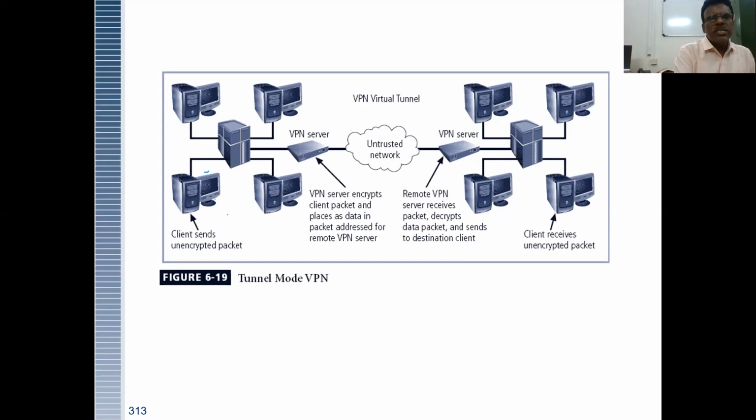The VPN server encrypts client packets and places them as data in a packet addressed for the remote VPN server. It will tell you what type of data this is, who it is going to be sent to, and where it is going, so it is manageable. That is the characteristic, or the principal operation, of a VPN server.